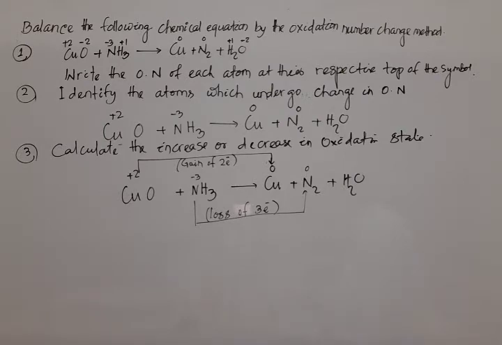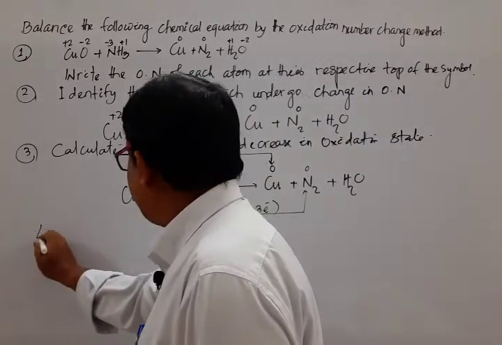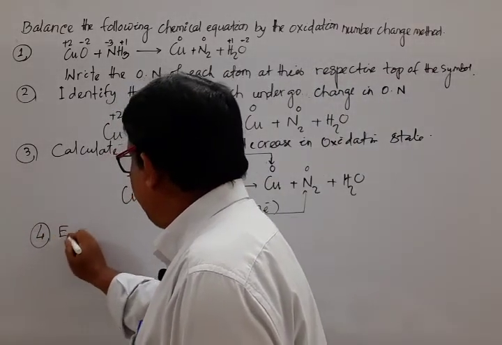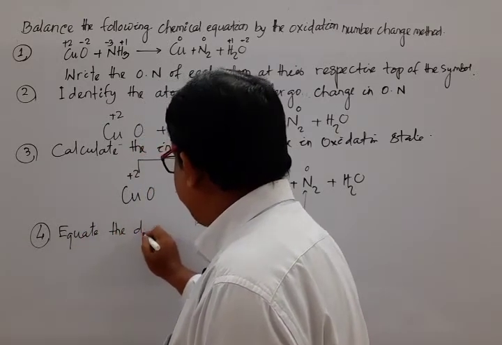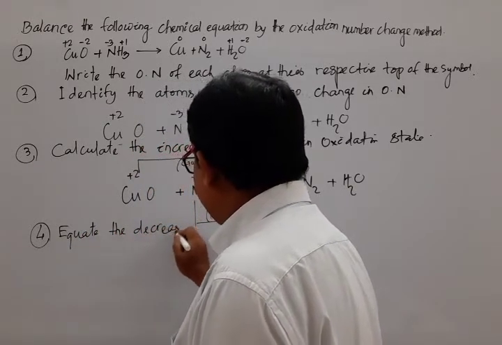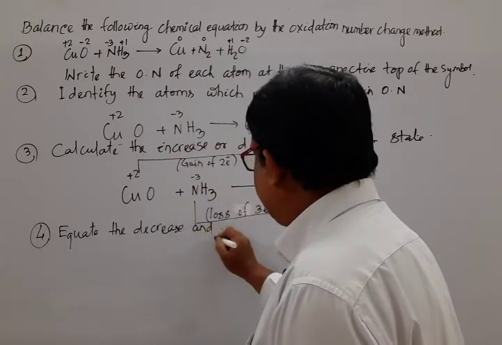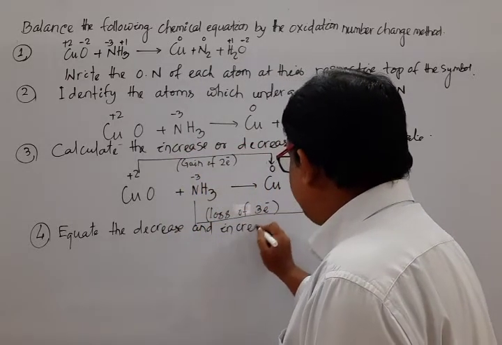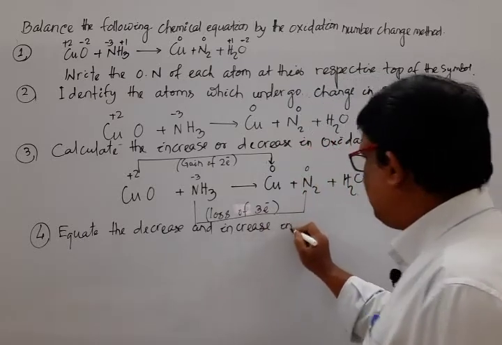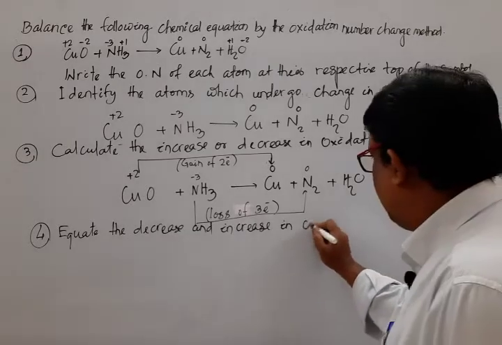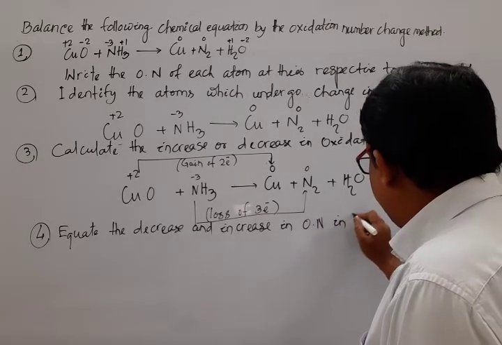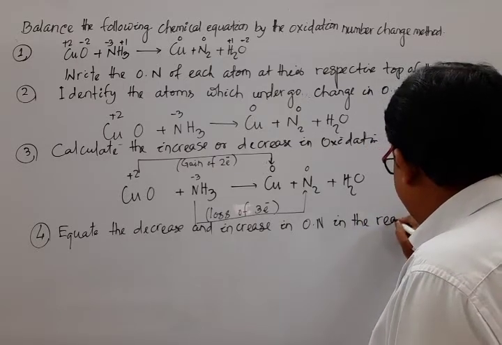Next is to equate the increase and decrease in oxidation number. Next step is step 4: equate the decrease and increase in oxidation number on the reactant side.